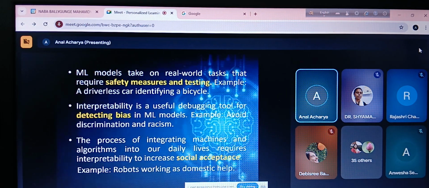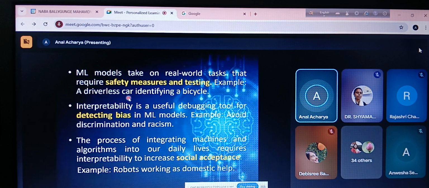Other examples of why explainable AI could be required is this. There could be certain safety measures. For example, we have heard of something called driverless cars, isn't it? So what is the target of the driverless cars? What is the purpose of driverless cars?